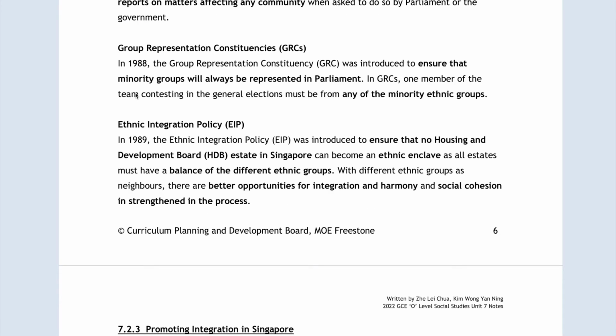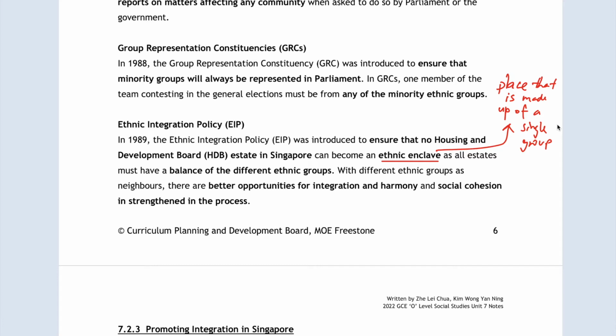So the fourth one is the Ethnic Integration Policy, EIP. In 1989, HDB introduced this policy to essentially prevent any HDB estate from becoming what we call an ethnic enclave. An enclave essentially is a place or territory that is made up of a single group. So when we talk about an ethnic enclave, it refers to a neighborhood or area that is solely, or in a large majority, populated by a certain group of people. In this case, we're talking about race and ethnicity.